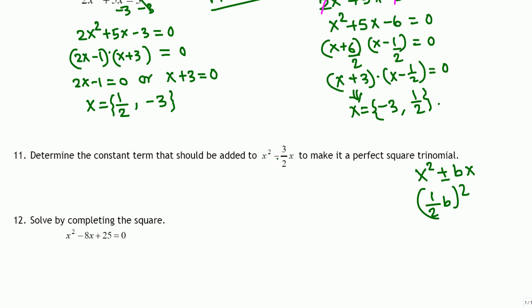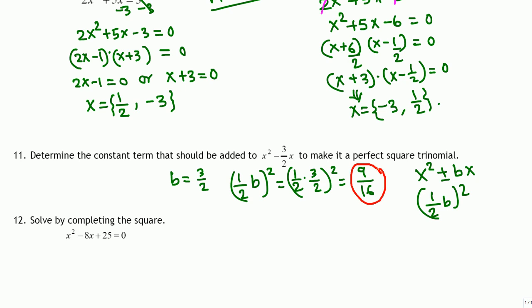So in our case, b is 3 over 2. So half of b is half of 3/2, that is 1 times 3 over 2 times 2, which is 3 over 4. And 3 over 4 squared is 3 squared, 9, over 4 squared, 16. So we need to add 9 over 16 to make it a perfect square trinomial.